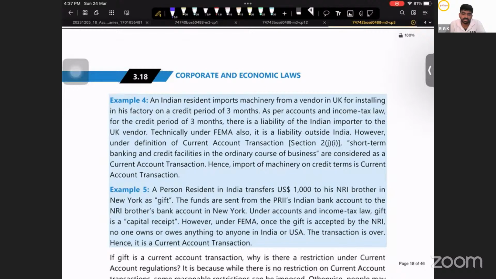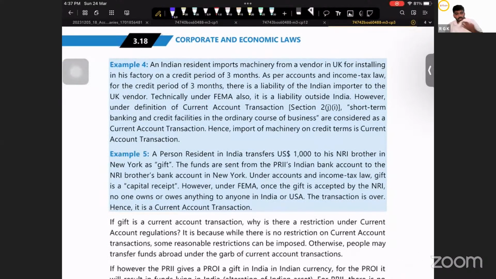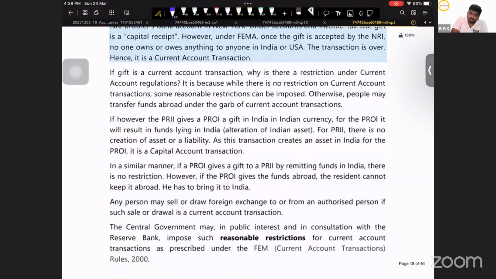Next, a person resident in India transfers $1,000 to his NRI brother in New York as a gift. The funds are sent from the resident's bank account to the NRI brother's bank account in New York. Under accounts and income tax, a gift is a capital receipt. However, under FEMA, once the gift is accepted by the NRI, no one owns or owes anything to anyone in India or USA. The transaction is over, hence it is a current account transaction. So this is the main difference between normal accounts and Foreign Exchange Management.